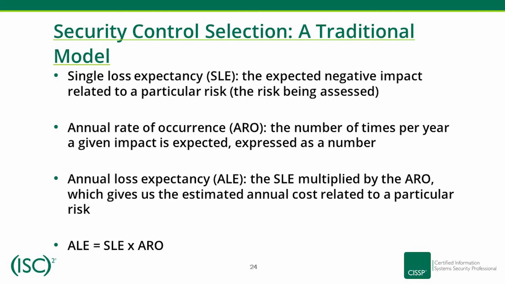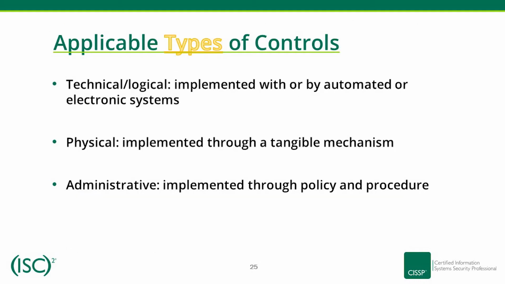Single loss expectancy, SLE, is the expected negative impact related to a particular risk, the risk being assessed. Annual rate of occurrence, ARO, is the number of times per year a given impact is expected, expressed as a number. Annual loss expectancy, ALE, is the SLE multiplied by the ARO, which gives us the estimated annual cost related to a particular risk. Annual loss expectancy equals single loss expectancy times the annual rate of occurrence.